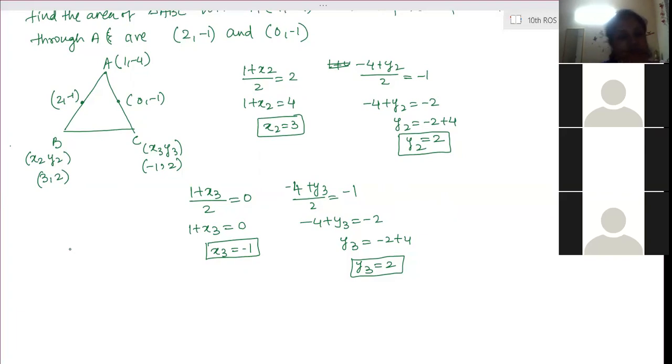Ma'am, when the positive number is there in that absolute bracket, it won't be negative. Yeah, positive will remain positive. Only negative will become positive because we need the answer positive. Okay, ma'am. Ma'am, I got 12 square units. 12 square units is the answer, right? Okay. Thank you, ma'am.